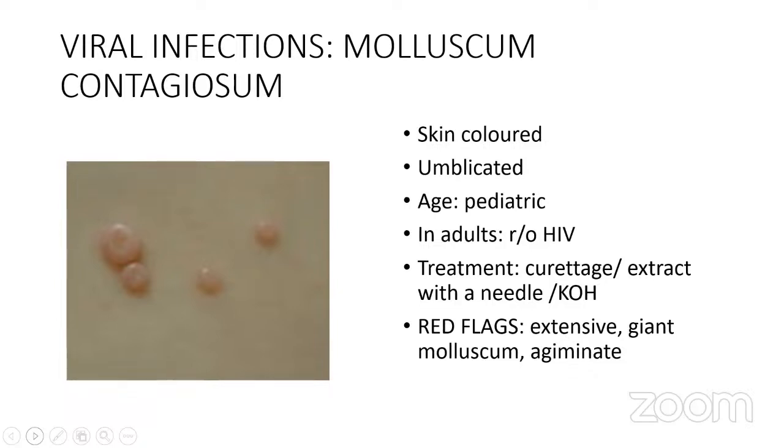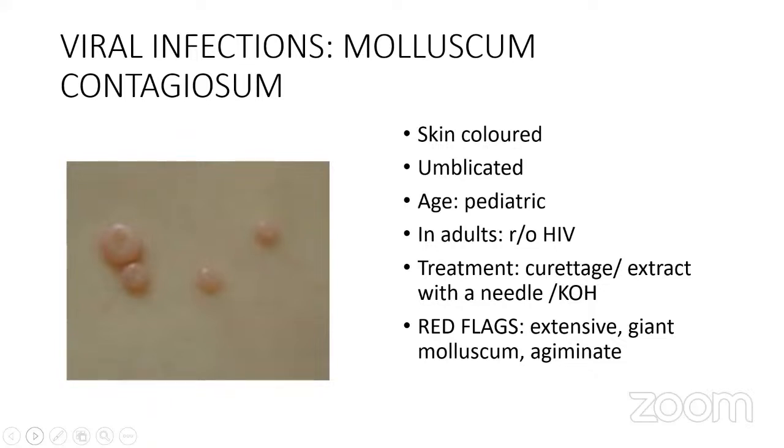Next, coming to viral infections, there's molluscum contagiosum, the first one. You can see skin-colored umbilicated lesions. Most commonly it's seen in the pediatric age group. Whenever it presents in adults, we have to rule out HIV, because in adults it's mostly sexually transmitted.